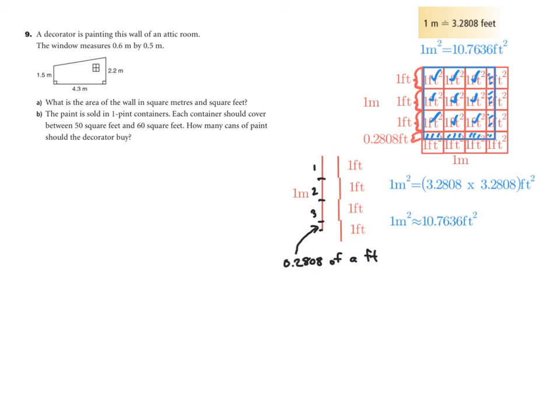It's going to be even worse when we work with cubes, right? With cubes, you're going to have to do it 3 times, 3.2808 times 3.2808, and then you're going to go in the third dimension, 3.2808. And so actually 1 meter cubed is going to be equal to 3.2808. You're going to have to cube it.